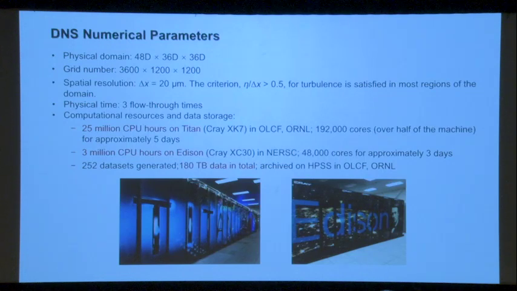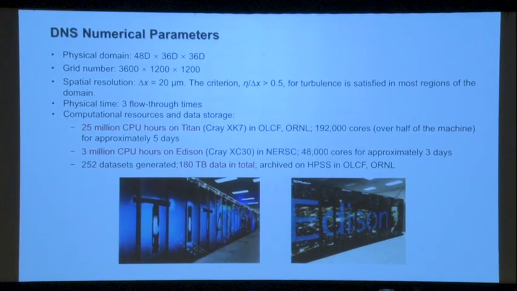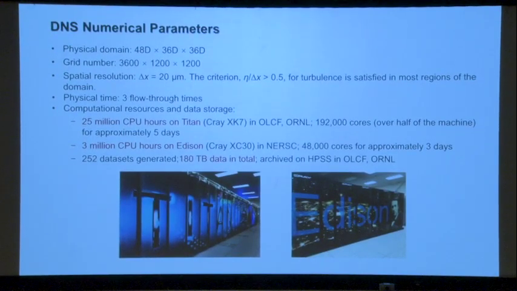The domain size was such that we had about 48 diameters in the axial direction, 36 in the other two directions. And the mesh spacing required to resolve the Kolmogorov and flame thicknesses was of the order of 20 microns. We were able to simulate about 3 flow-through times: 1 flow-through time initially, to let transients go out of the domain, and then collect statistics over 2 flow-through times. This was performed on Titan, again with large allocations and computing time on large core counts, upwards of 200,000 on Titan, so over half of the machine, for a little less than a week.